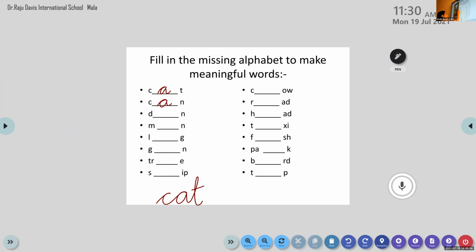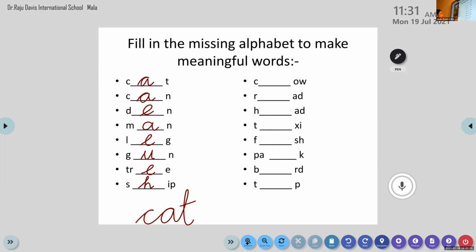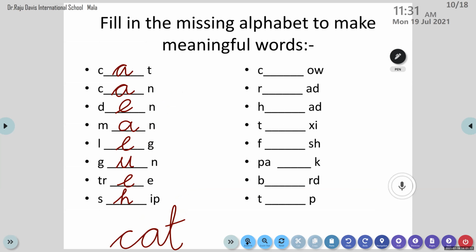This is den. This is man. Leg. It is gun. And in this word, I told you, the two vowels come together, so it is tree. This word we have already seen, it is ship. Okay, all of you please have a look at it. Yes, it is crow.